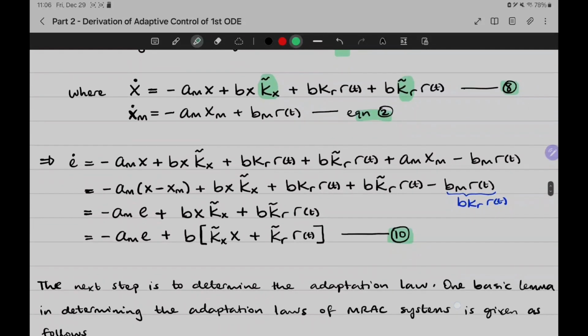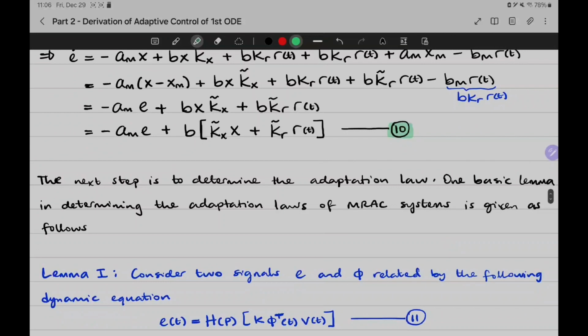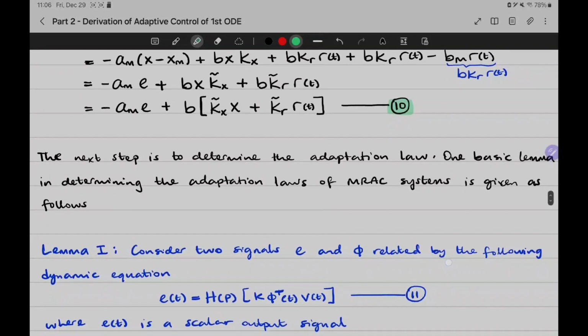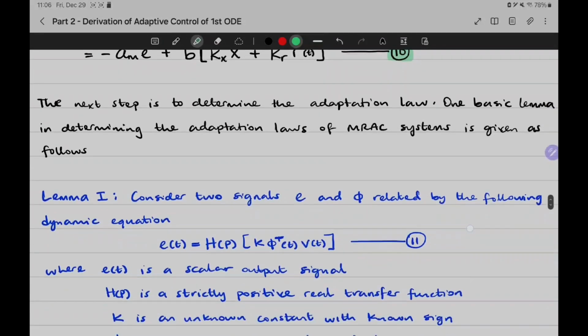Now, this next step is critical, right? Essentially, in Slotine's book, there's a lemma, and I'm not going to go over the proof, I'm just using it. It basically gives you a lemma that is used in the determination of the adaptive laws of MRAC systems.